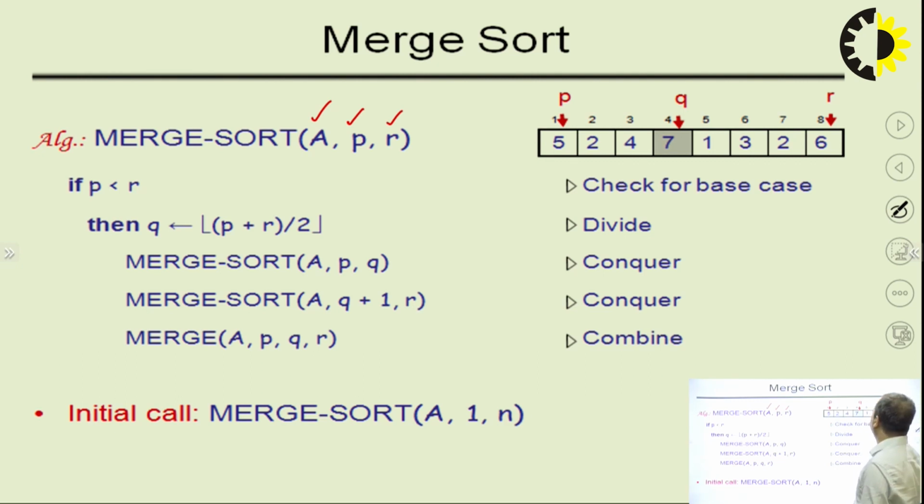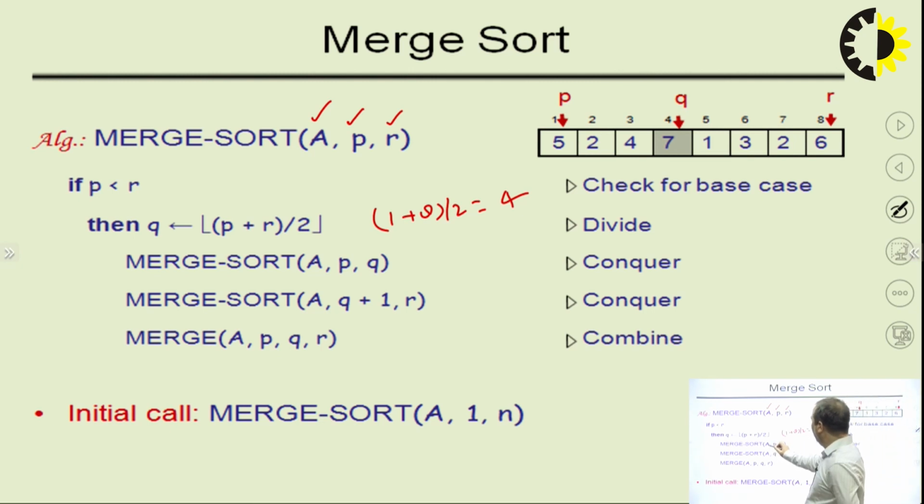So what do we do? First, if P means index, if P is less than R, here 1 is less than 8, yes, it is true. Then we find the mid element, Q. Q will be floor of (P plus R) divided by 2, and we have used the floor function. In this example, 1 plus 8 divided by 2 means 9 by 2 means 4.5, and when we apply the floor function, Q becomes 4. So Q is now 4.